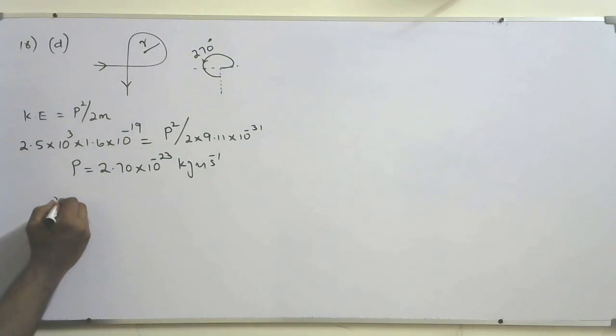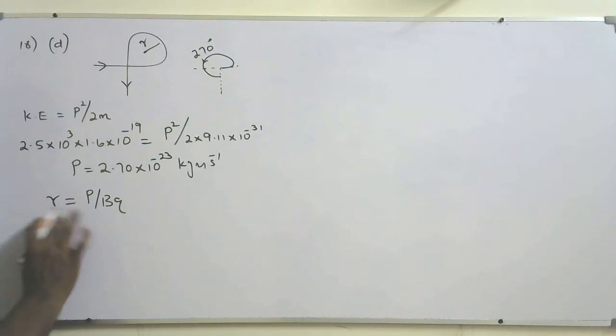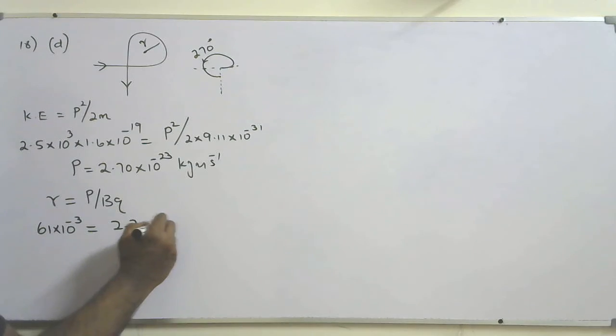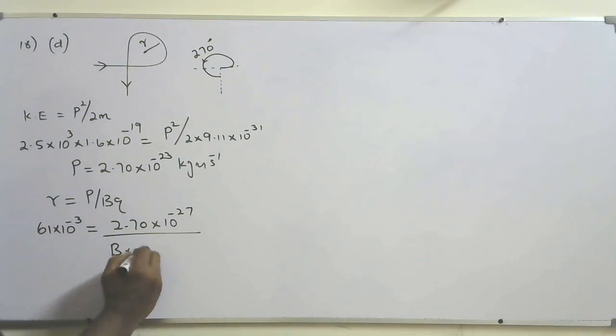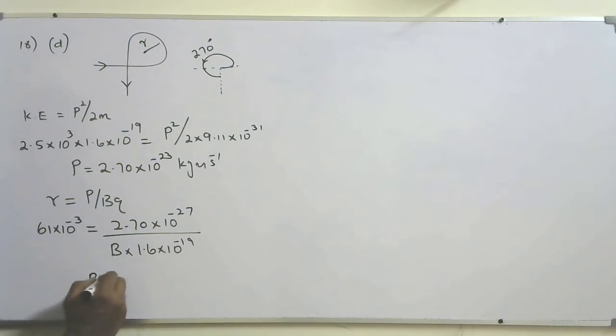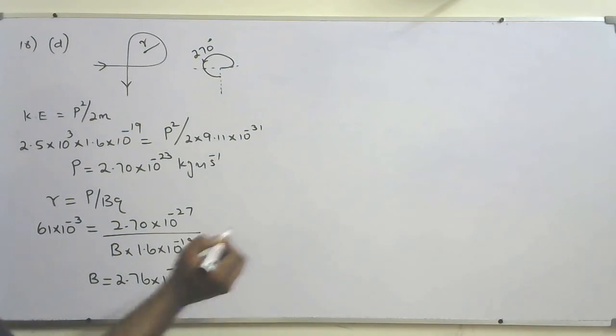Then you can use the equation r equals p over BQ, given in the data sheet. We know the radius is given as 61 millimeters, 61 times 10 to the power minus 3, equals the momentum 2.70 times 10 to the power minus 23, over B, the magnetic field strength, which is the unknown, times the charge of the electron, 1.6 times 10 to the power minus 19. Find B, and you will get 2.76 times 10 to the power minus 3 tesla.